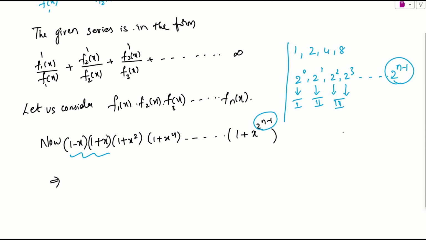Is it okay? Yes. So now let us move on. Why I have taken the extra 1 minus x is, if you check this, in which form is this?